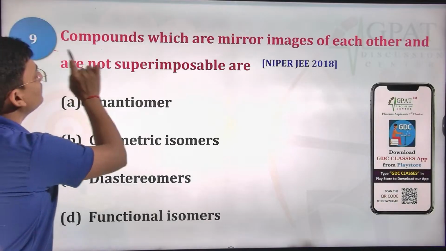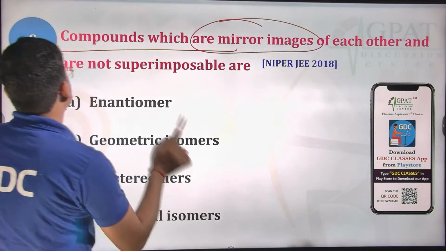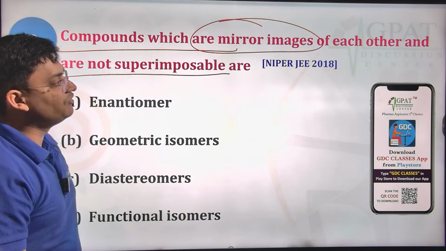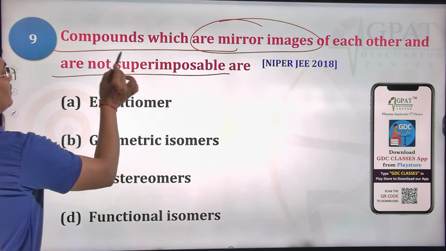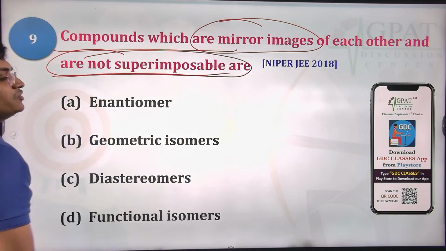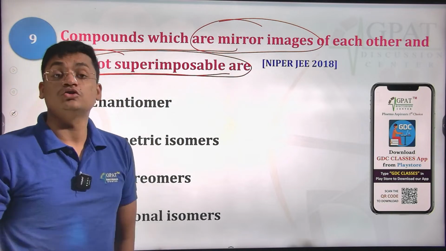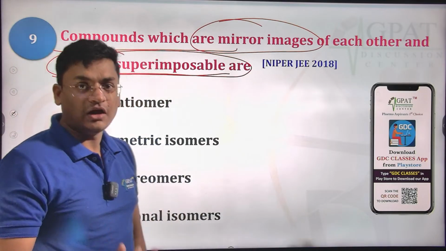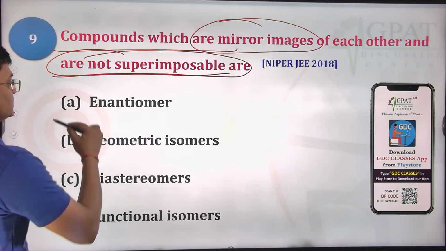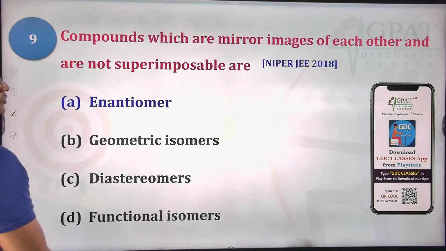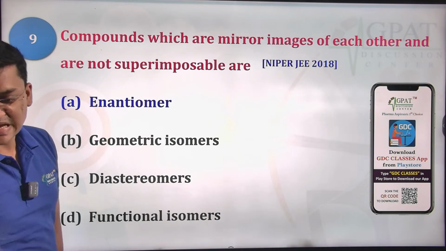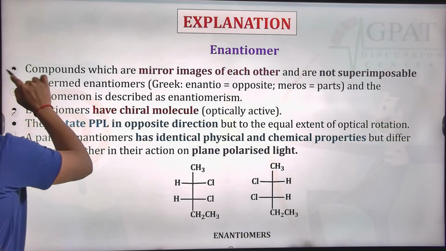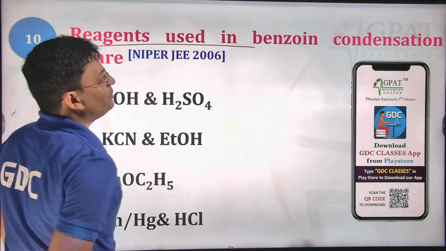Next question: compounds which are mirror images of each other and not superimposable. Non-superimposable mirror images are also known as enantiomers. They are optically active compounds, so they are known as enantiomers. So yes, A is the right answer for this question, enantiomers.